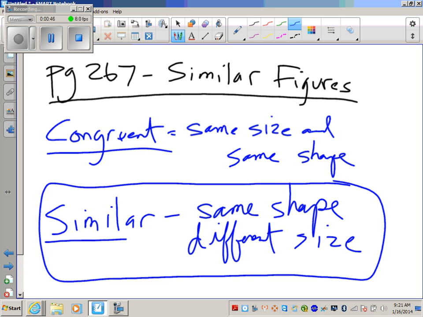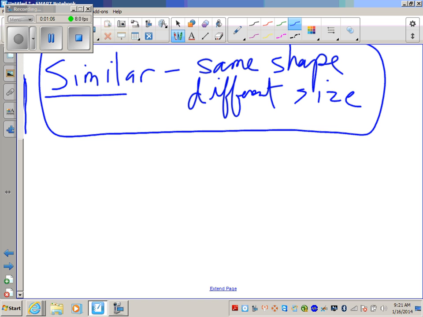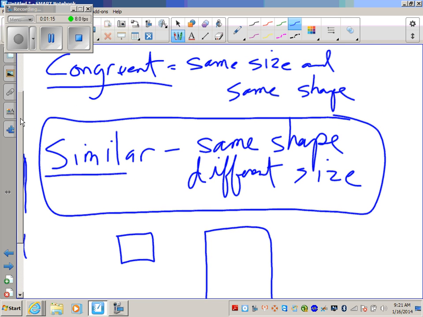They're going to be the same shape, but a different size. And they're going to have to be the same shape in a perfect kind of way. And I'll explain that to you in a minute here. What's going to be different about these figures? You're going to take a look at a couple of, like squares, for example.